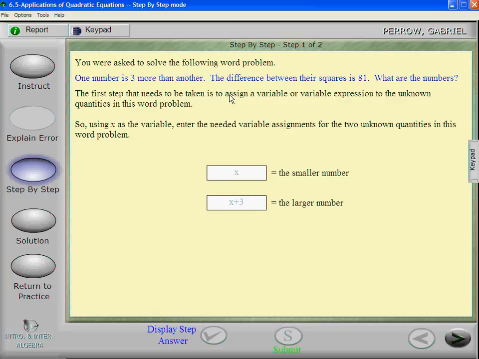One number is 3 more than another. The difference between their squares is 81. What are the numbers? Well, I looked ahead to see how they were going to describe things, and they do the labeling with the smaller number and the larger number. It says x and then x plus 3. So abstractly, we can say the smaller number is x, and the larger number, which is 3 more, is x plus 3. So we're just doing some labeling.